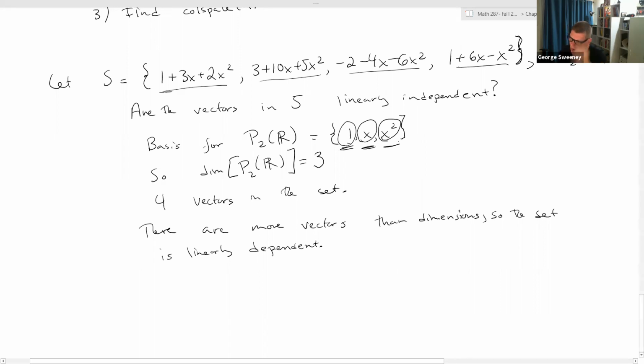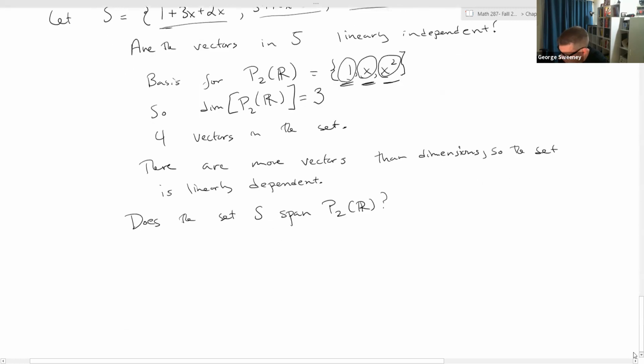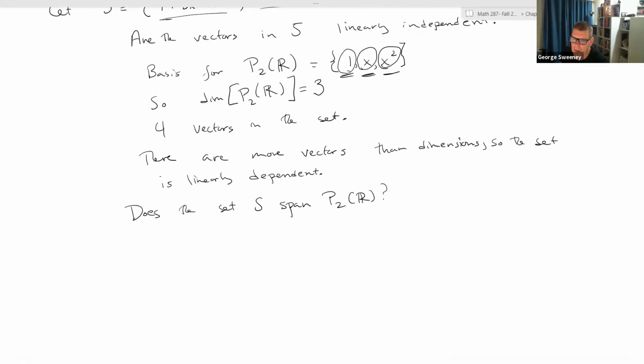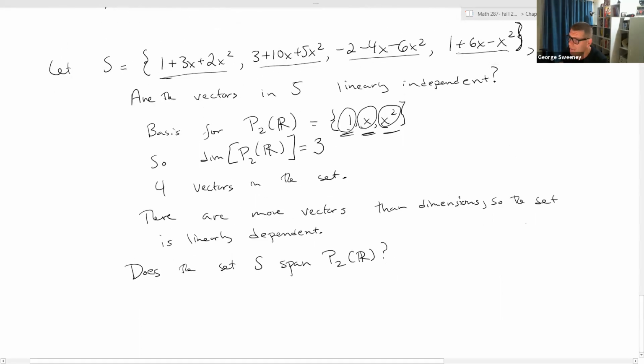All right. Now we need to ask ourselves, does the set S span P2R? For this, we're actually going to have to go check. I mean, you'd say, oh, it kind of looks like it. There are 4 of them, there's enough. But I don't know whether or not the set is actually going to span. So what I'm going to do is transform these vectors into a matrix A.